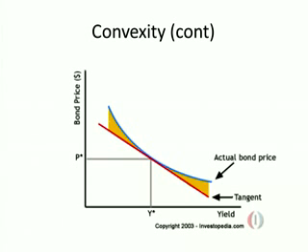Duration is the straight line. Convexity is the actual bond price, and anything in between is the error. That's what convexity is. That's natural convexity.